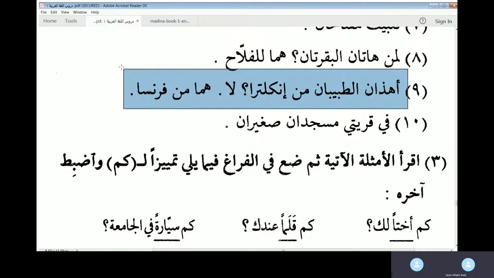Hazani tabibani min Inkaltira. These two are doctors from England. For male doctors and female doctors, however, say these are males only. For females, tabibatani.